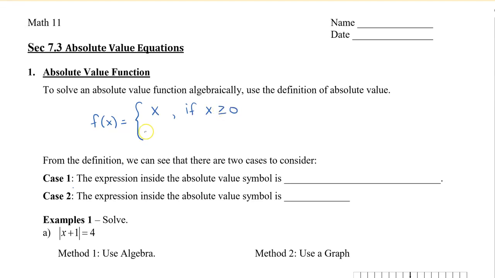The second piece has a negative slope of -1, and that'll be negative x, and this occurs when the domain is x is less than 0. So from this definition, we can see that there are going to be two cases to consider. In the first case, the expression inside the absolute value symbol is going to be positive or 0. And we can see that because x is greater or equal to 0. The second case we're going to take a look at is when the expression inside the absolute value symbol is negative. And that is when x is less than 0.